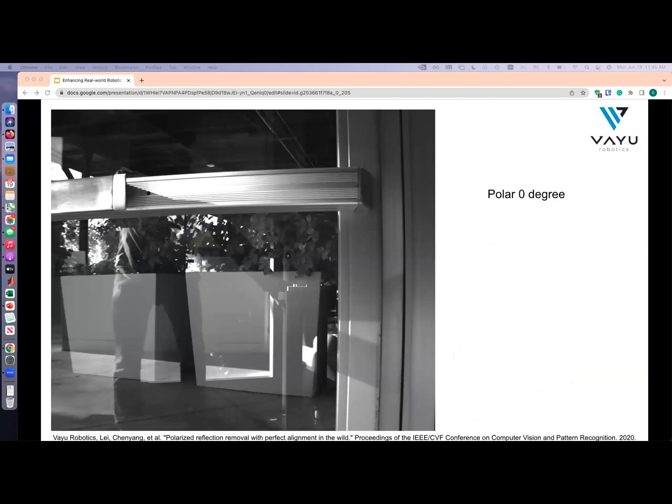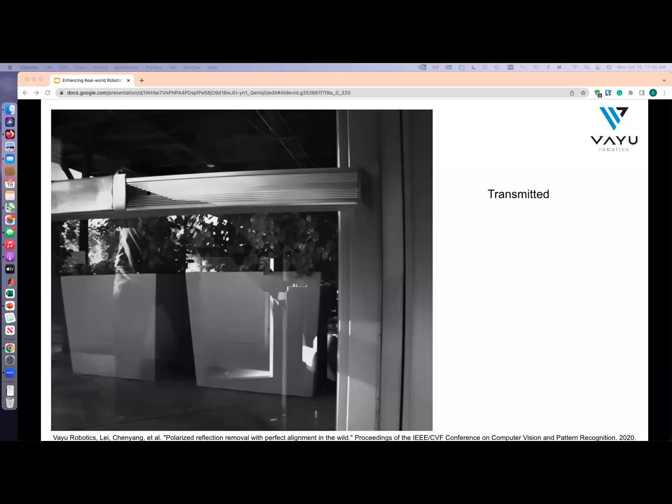So applying that method to some of our perception tasks, with images captured in the real world, we are able to decompose the reflected component and the non-transmission component to some degree.